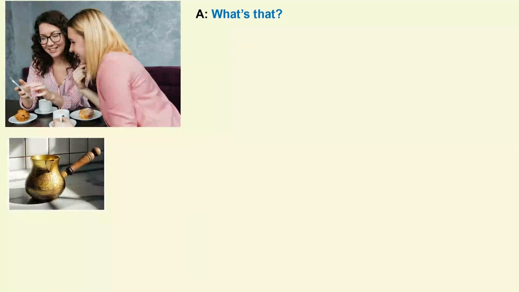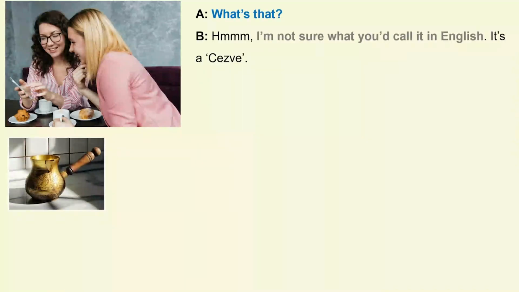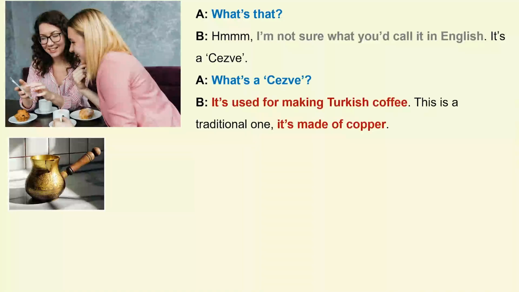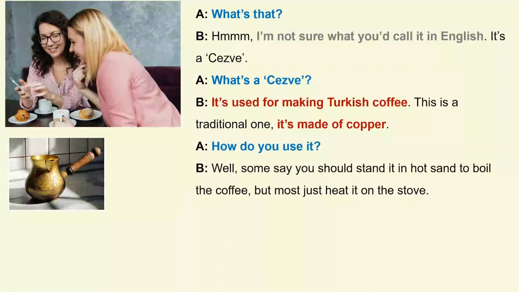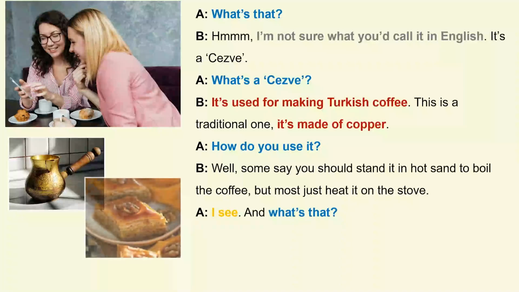What's that? I'm not sure what you'd call it in English. It's a jezve. What's a jezve? It's used for making Turkish coffee. This is a traditional one. It's made of copper. How do you use it? Well, some say you should stand it in hot sand to boil the coffee, but most just heat it on the stove. I see.